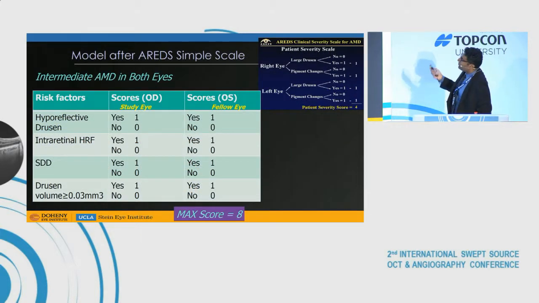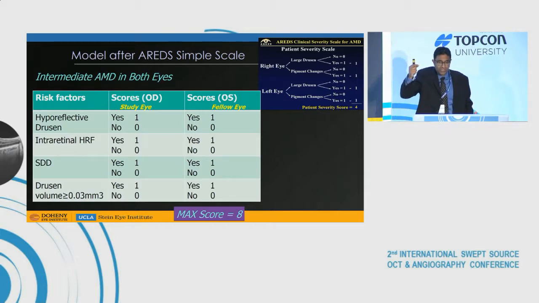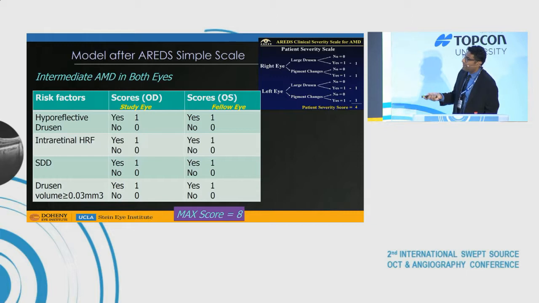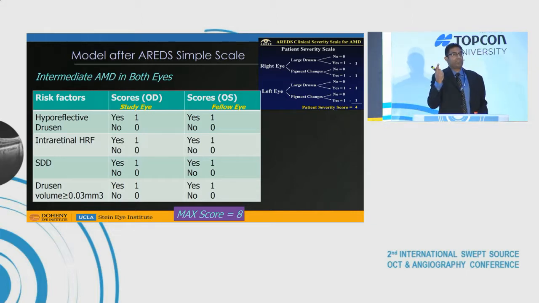So we drew inspiration from the AREDS study, where they said, well, if we just look for large drusen and pigment changes and give a point to each, that could be used to help us stage AMD or risk assess our patients. So we said, well, we've got more than that in terms of 4 different OCT risk factors, so why not do the same thing? Give a point to each eye if you had one of those features. So you could add this up and get a total of 8 points for both eyes.